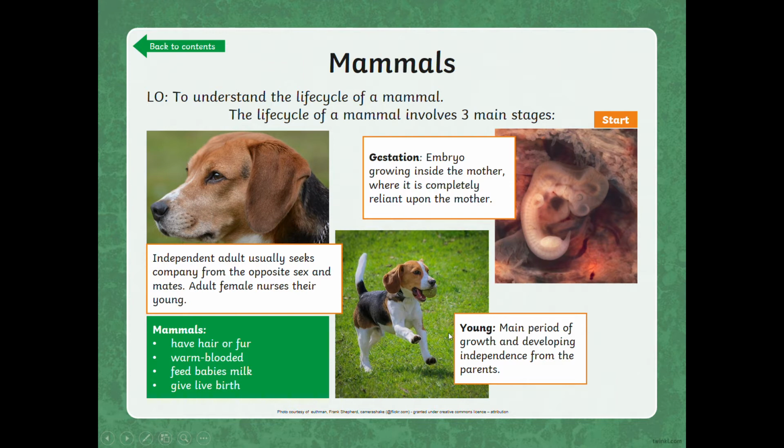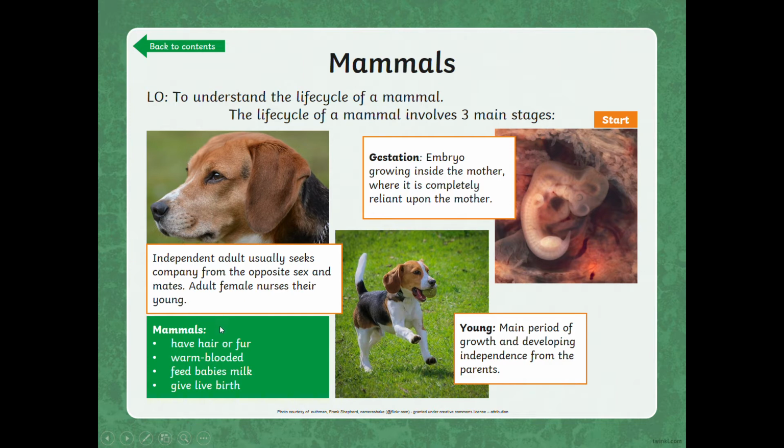After the embryo has grown inside the mother, it is then born, and we come into the period of time of the young. So this is the main period of growth and developing independence from the parents. And then finally, adults. The independent adult usually seeks company from the opposite sex and then mates. Adult female nurses their young.